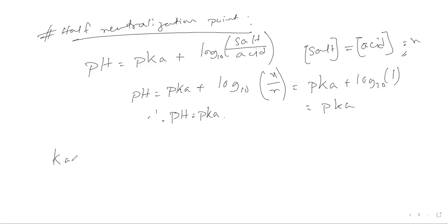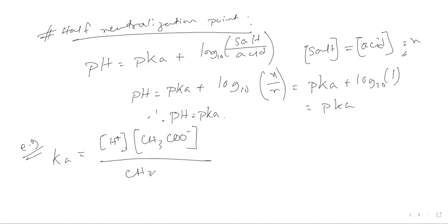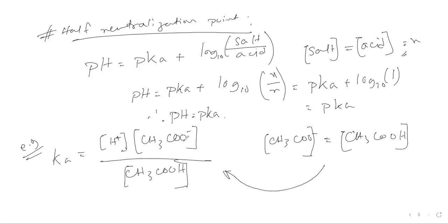Now, using the equation for Ka, this is an example. Ka equals, let's say we use the example of ethanoic acid, CH3COO minus divided by CH3COOH. Now, if the concentration of CH3COO minus equals CH3COOH, then what will happen? Over here, these two will get cancelled out, isn't it? That means Ka is going to be what? H plus, isn't it?